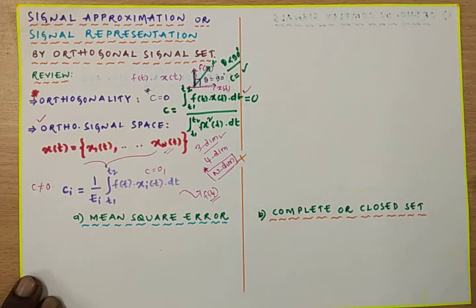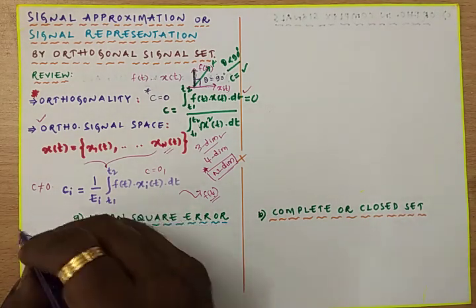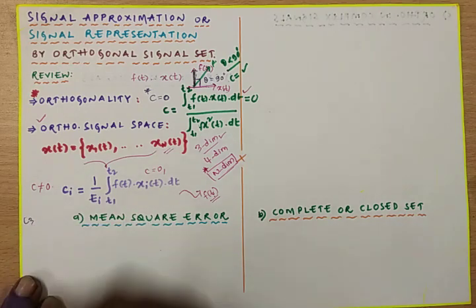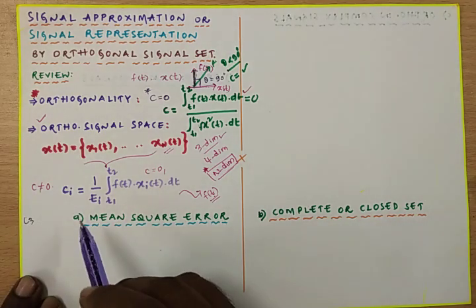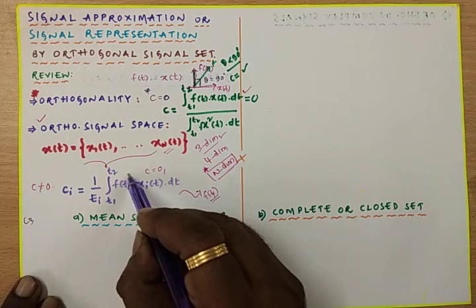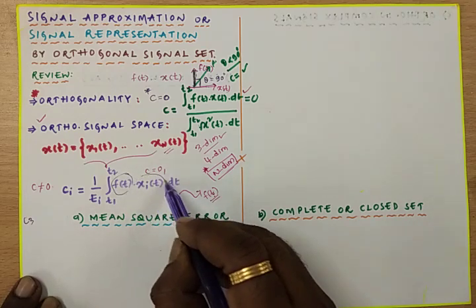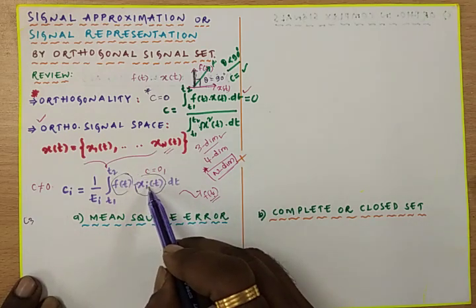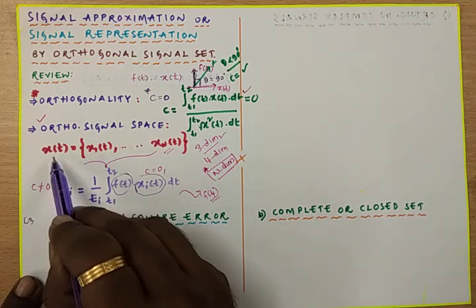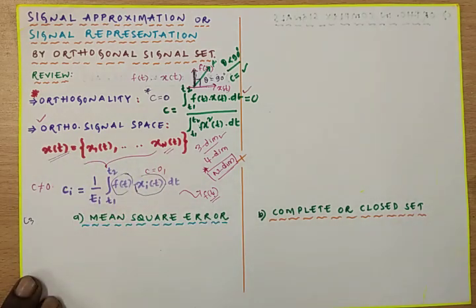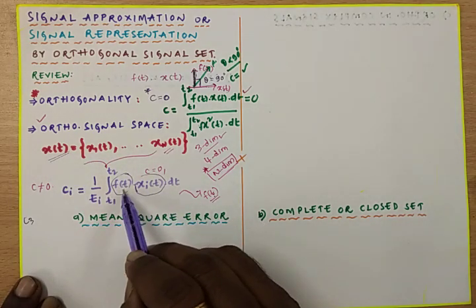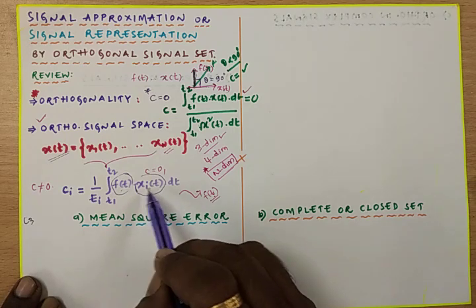That means, if I want to calculate C3, what am I choosing? f of t remains the same. I am choosing the x of t signal as x3 of t from the signal set of x of t, so that now I am checking the orthogonality between f of t and x3 of t.